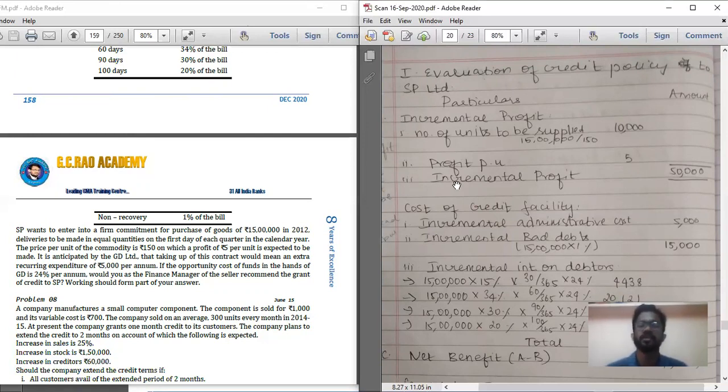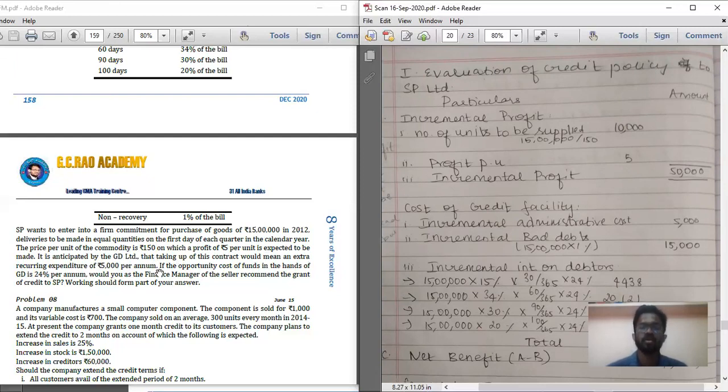So below that incremental profit, small Roman number 1, number of units to be supplied: 15 lakhs divided by 150. In the inner amount column put 10,000. Below that small Roman number 2, profit per unit. Here, in the question itself, they have mentioned that a profit of 5 per unit is expected to be made. So profit is 5 per unit. In the inner amount column record 5.